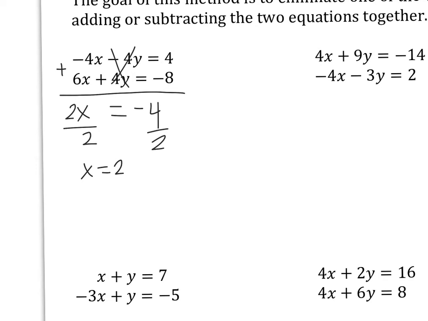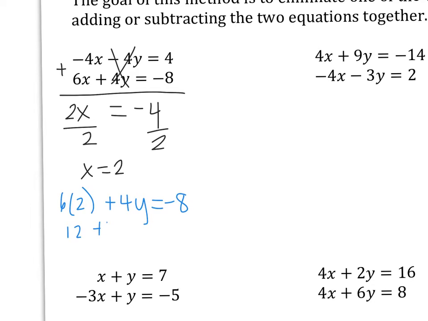So I have half of the system solved, but now I need to figure out the y-coordinate. So I'm going to take that answer right here, x equals 2, and plug it back into one of the two equations, whichever one looks easier that I started with, and then I'll solve for y. So let's go ahead and plug that in the second equation. Looks like maybe a few less negatives to deal with. So 6 times 2 plus 4y equals negative 8. And I'll go ahead and solve for y.